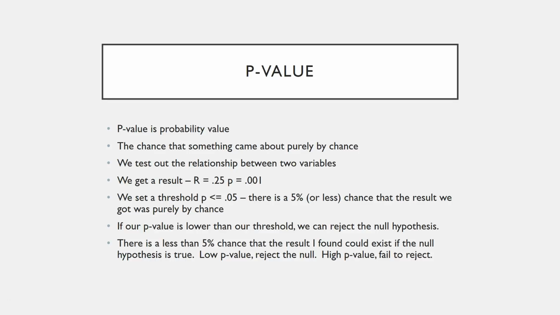Talked a little bit about p-value already. P-value is a probability value. It's the chance that something came about purely by chance. That's often how it's defined.